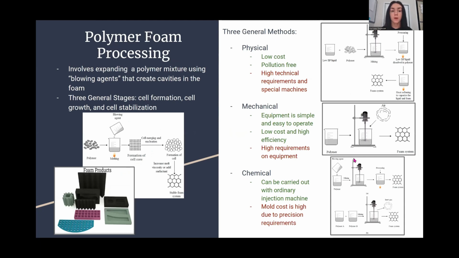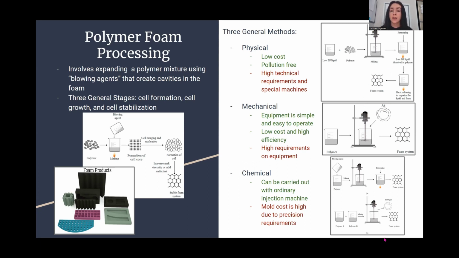Here we have polymer foam processing, which involves expanding a polymer mixture using blowing agents, which create cavities in the foam. And there are three general stages for this process, which include cell formation, cell growth, and cell stabilization. And so we can see a diagram below depicting this process. And so for foam processing, we have three general methods, which include physical, mechanical, and chemical foaming. And to the right of each method here, we have a diagram for the process.